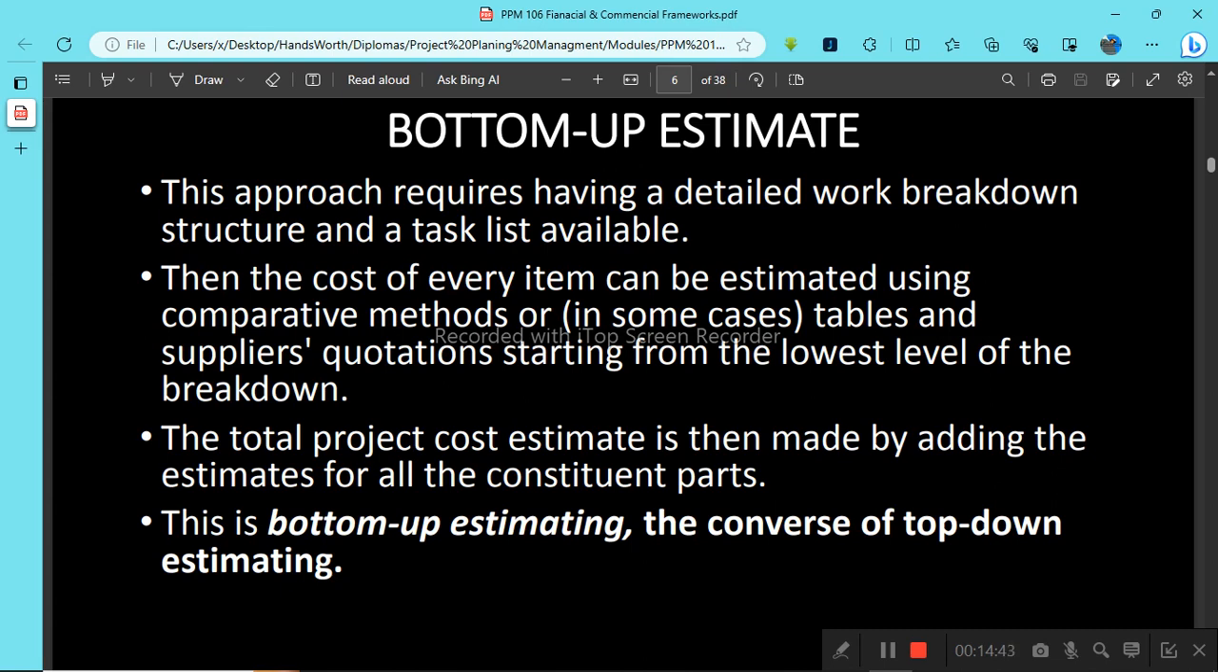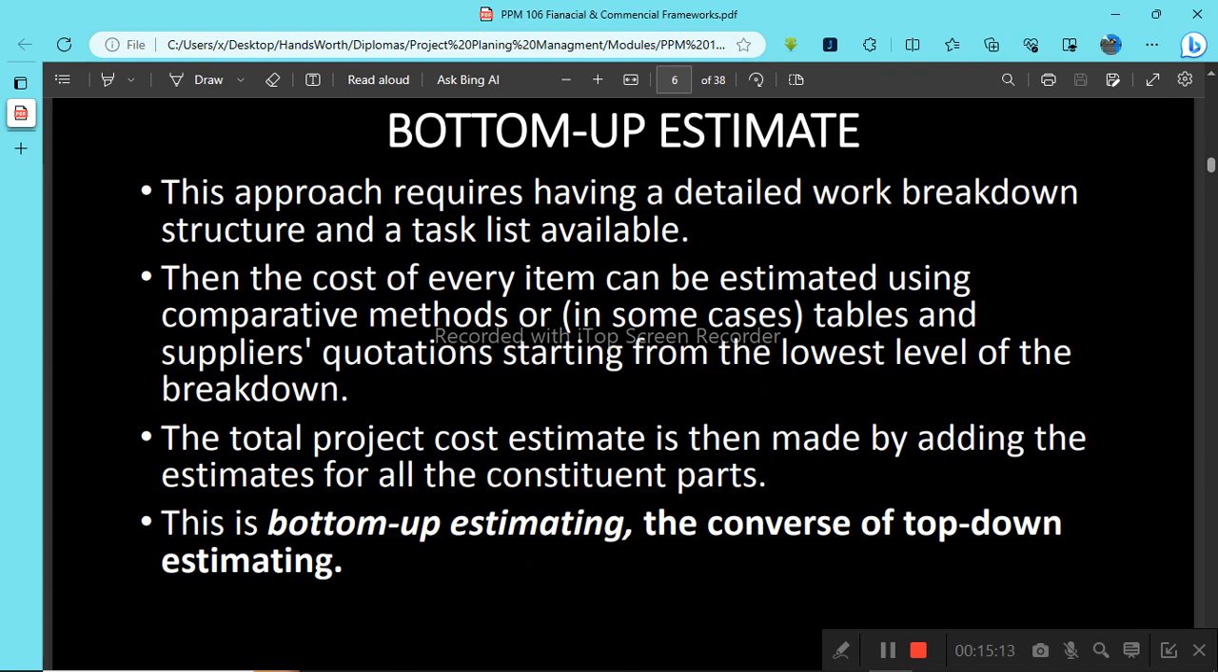Under bottom-up estimation, the first thing we do is start with the small activities that you have listed in your work breakdown structure. And then apart from a work breakdown structure, you are supposed to have what is known as a task list, which is simply a list of all the tasks and activities that will be required in ensuring that the project you want to implement is implemented.